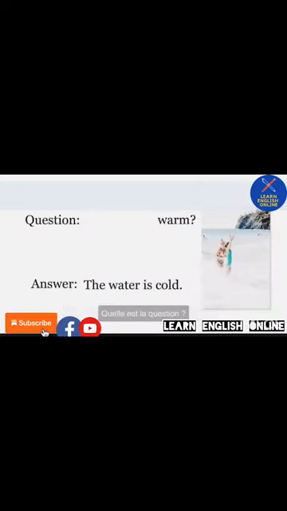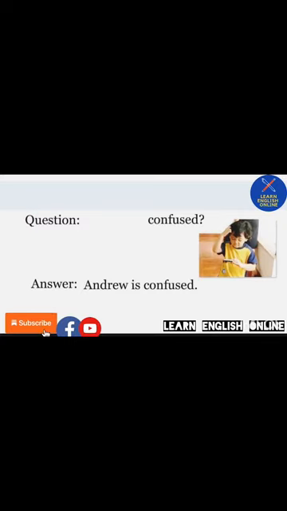Here's another. What is the question? The answer is, the water is cold. And we want to reverse the order. Is the water warm? No, it isn't. The water is cold. Okay, what's the question here? The answer is, Andrew is confused. The question is, is Andrew confused? Yes, he is. Andrew is confused.